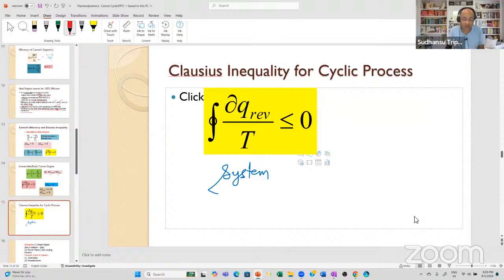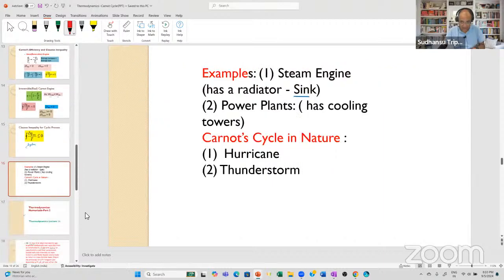So this is another version of the second law. In a cyclic process, the net integral of dq reversible by T will be less than 0 if it is irreversible, and equal to 0 if it is reversible. Equal to is for reversible, less than 0 is for irreversible. So this is another Clausius inequality, and these are some of the examples of the Carnot engine, the Carnot cycle, that is operating in nature.